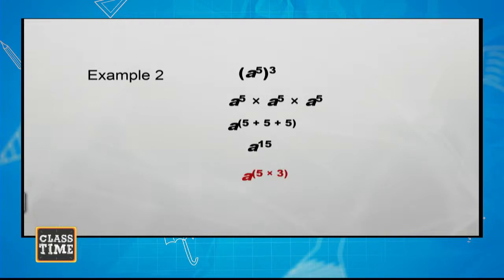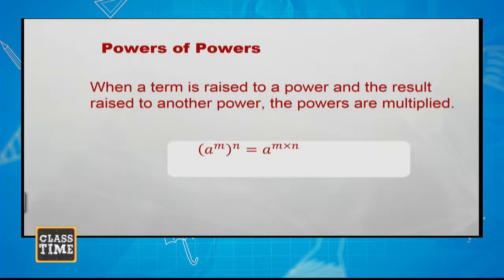And again, we can just multiply our powers. So it's 5 times 3 to also give us 15. All right. So recapping now, when a term is raised to a power and the result raised to another power, the powers are multiplied.